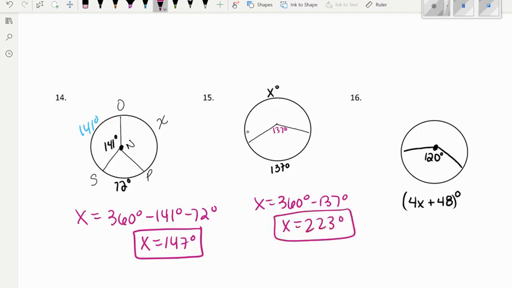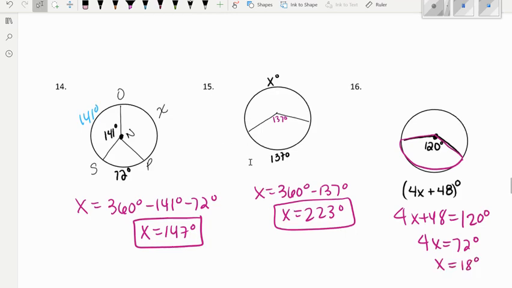And for the last one, we're given that this angle is 120 degrees, and we want to find this arc, which we're given is 4x plus 48. So you know 4x plus 48 must be equal to 120 degrees. So subtract 48, you get 4x equals 72 degrees, divided by 4, and x equals 18 degrees.